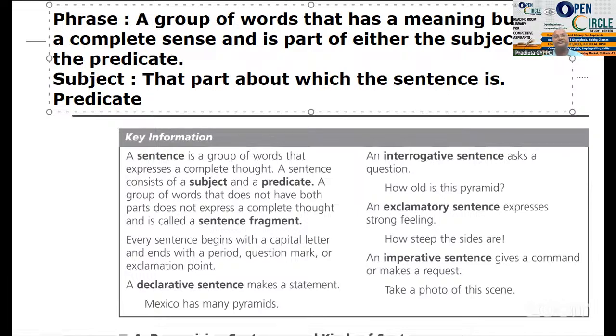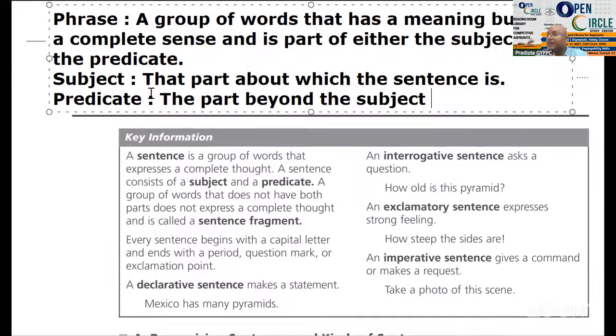But the fact is, predicate is the part beyond the subject. Once you take out the subject, whatever is remaining there is called a predicate. Clear? So he is walking. What is the predicate? Is walking. And as mentioned by Divyanka, predicate contains verb. Mostly, predicate contains verb. Now we learned about, in this particular one, what is a sentence fragment?